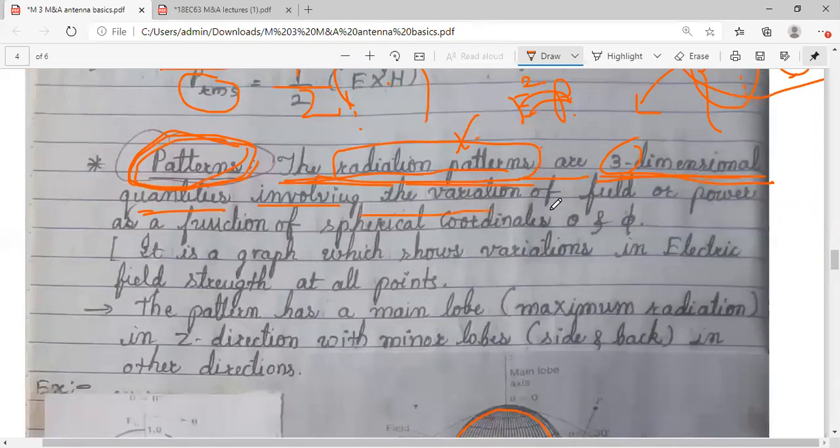It involves the variation of, as I told you, it can be a field, it can be a power. So you will be checking here the variation of either field or the power of an antenna as a function of spherical coordinate systems. In the spherical coordinate system, you go for r, theta, phi. Those are the variables. So you go for theta and phi, not the radial direction. We will go for angular directions, theta and phi.